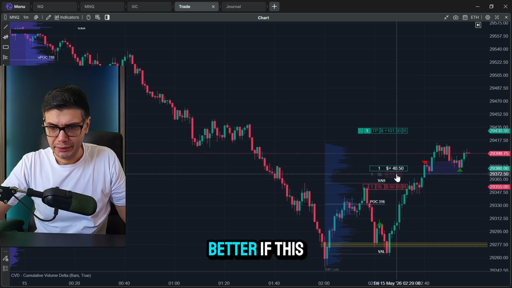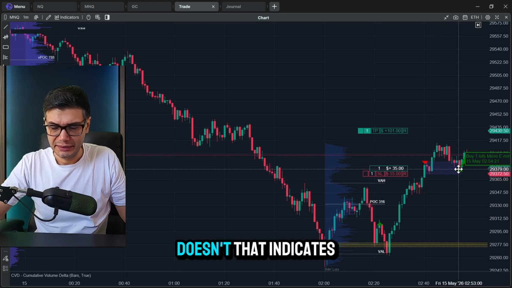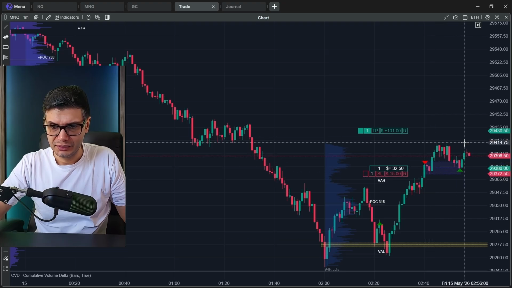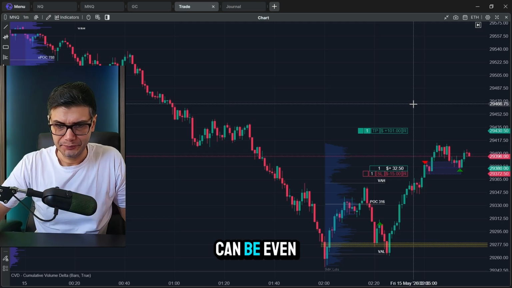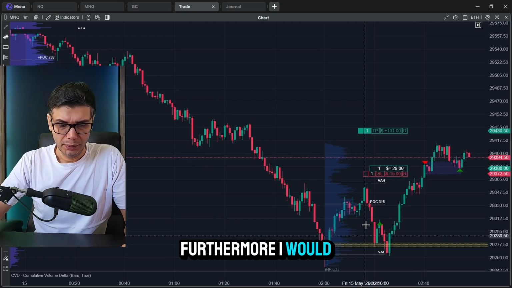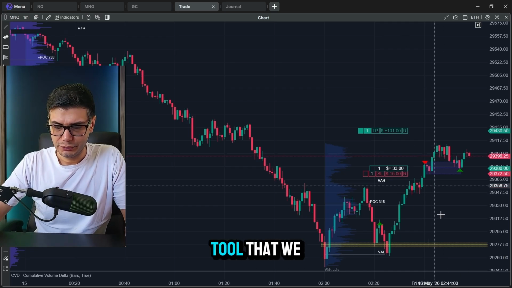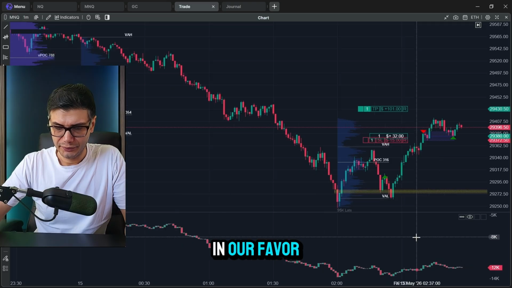It would be better if this candle would have taken the low, but since it doesn't, that indicates the bullish momentum can be even stronger than what we expect. Furthermore, I would like to look at cumulative volume delta. That's a very good tool that we are using in our favor.